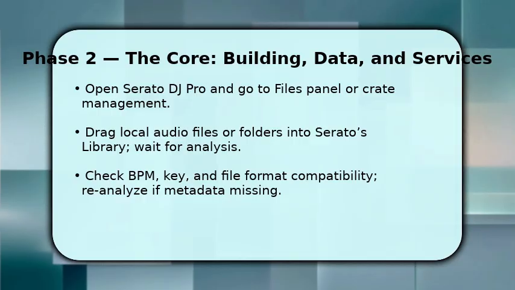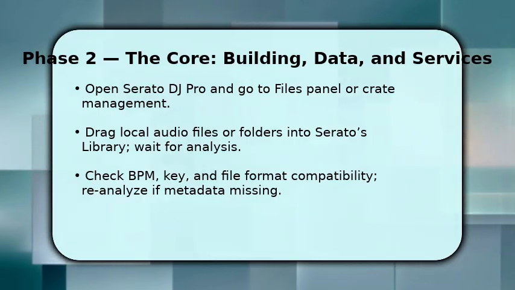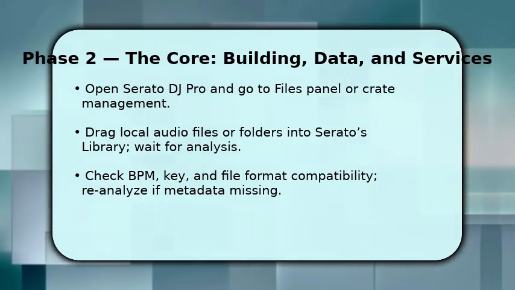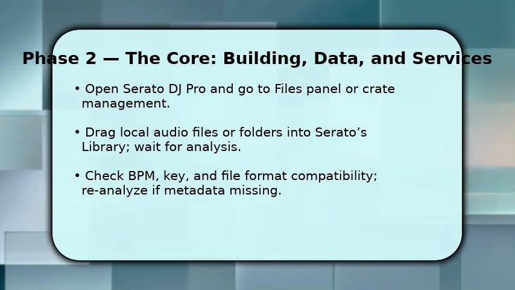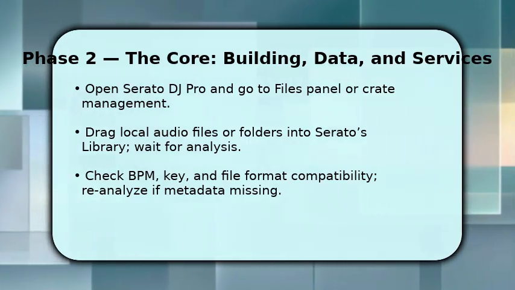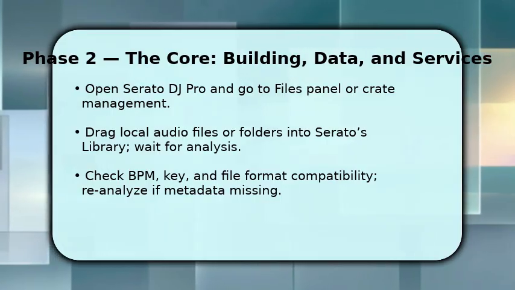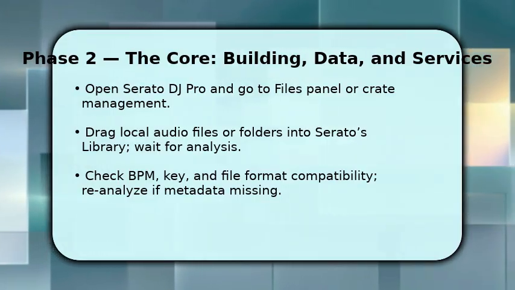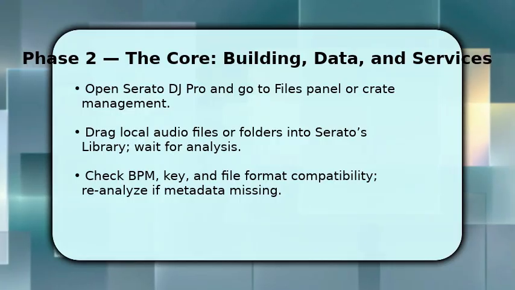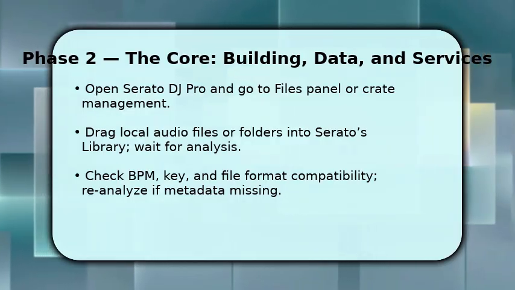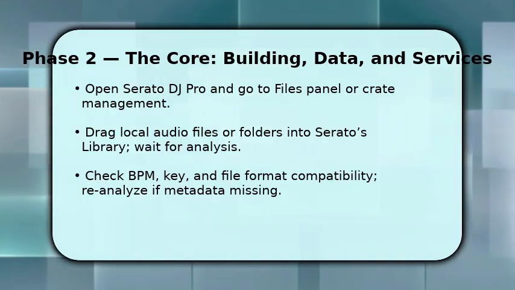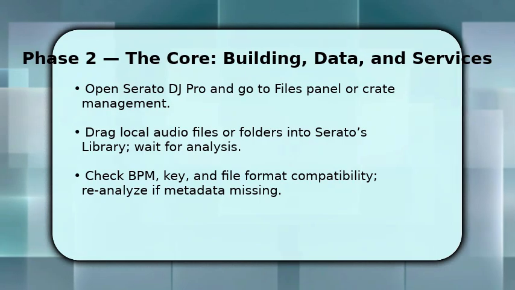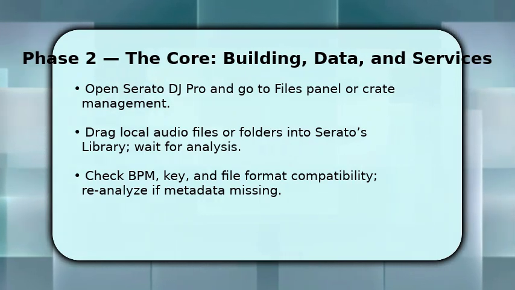You can drag folders or individual tracks from Finder into the Files panel or directly into a crate. Serato will analyze them. Be patient while it reads BPM and waveforms. If a song shows incorrect metadata, update it in the Music app, then re-import or right-click to force reanalyze inside Serato. Make sure files are standard AAC or MP3 and not DRM locked. Otherwise, Serato won't play them.